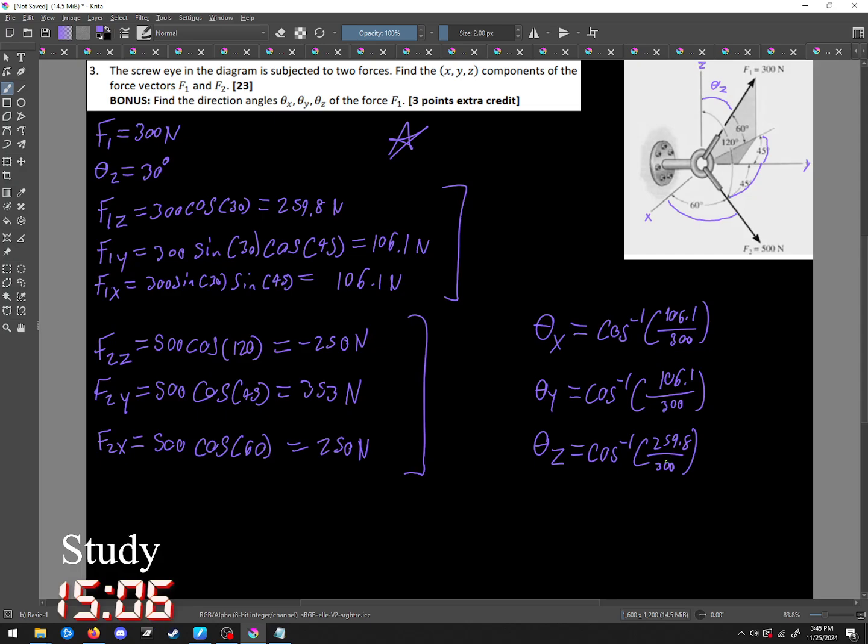Except for this. Angle theta z, we have to watch out. We got it here. We listed it already, so theta z equals theta z, which is going to be 30 degrees. We found that already. Here are the ones we need to find.